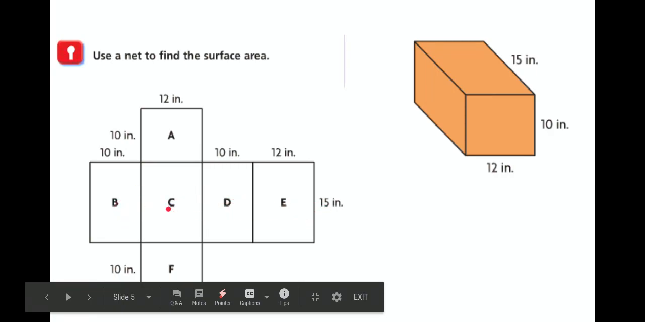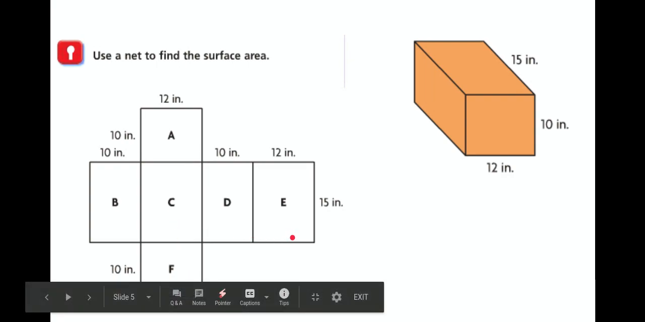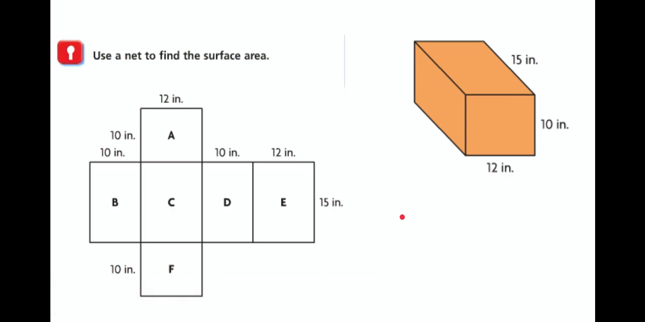And if you notice in this net, B and D are identical. They are congruent. A and F are identical, and C and E are identical. So a box, or more appropriately, a rectangular prism, has 6 rectangles, which you can see right here, and it has 3 different pairs of congruent rectangles. So you have this one you can see, and the one on the back. You have this one and the one below it, and this one on the side.